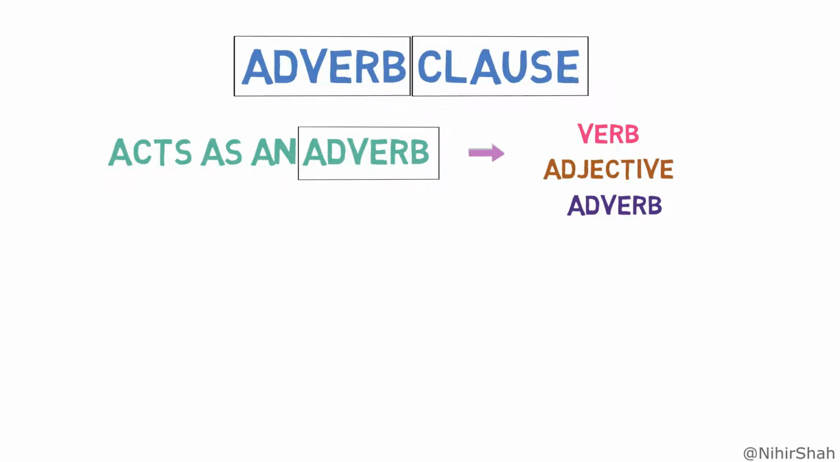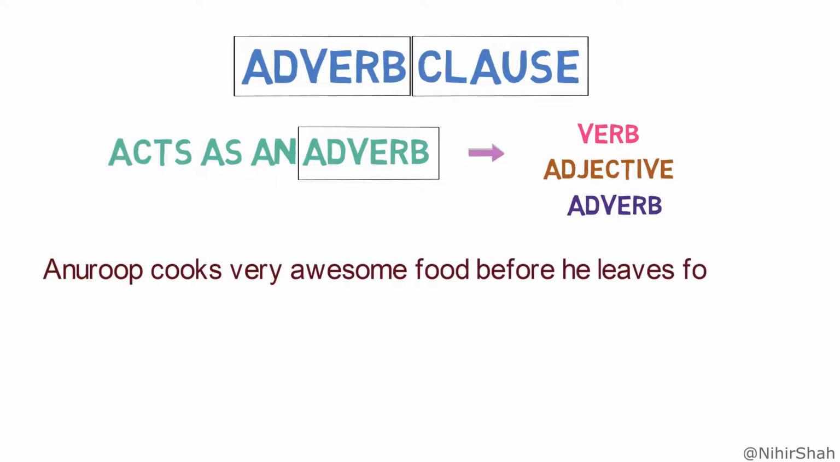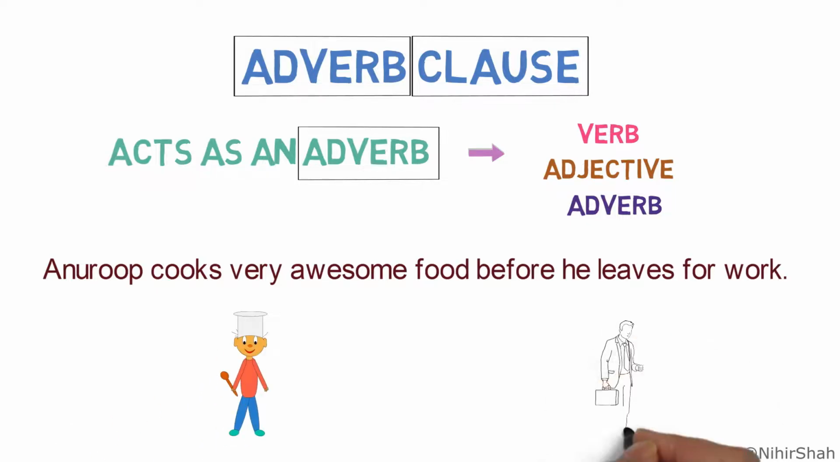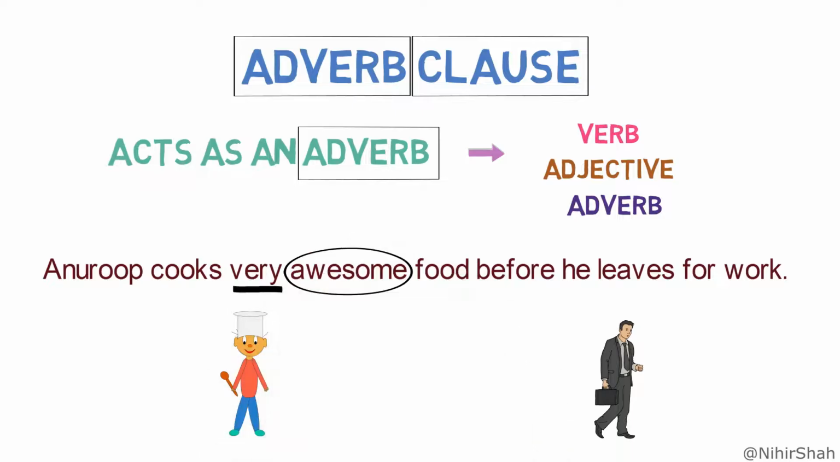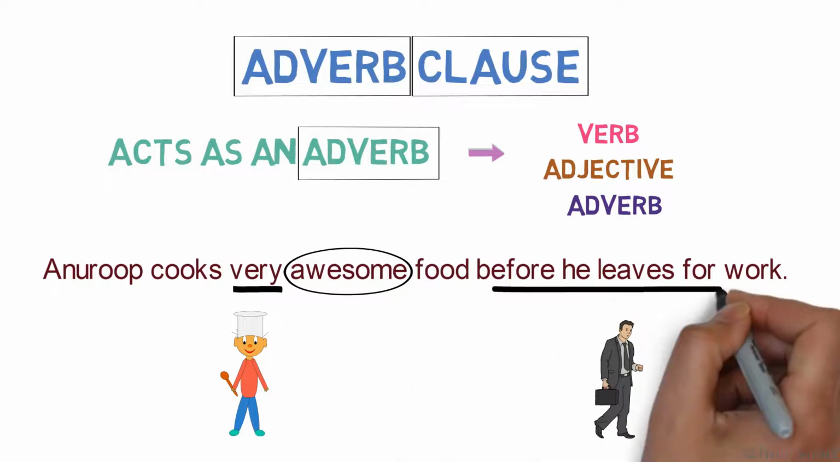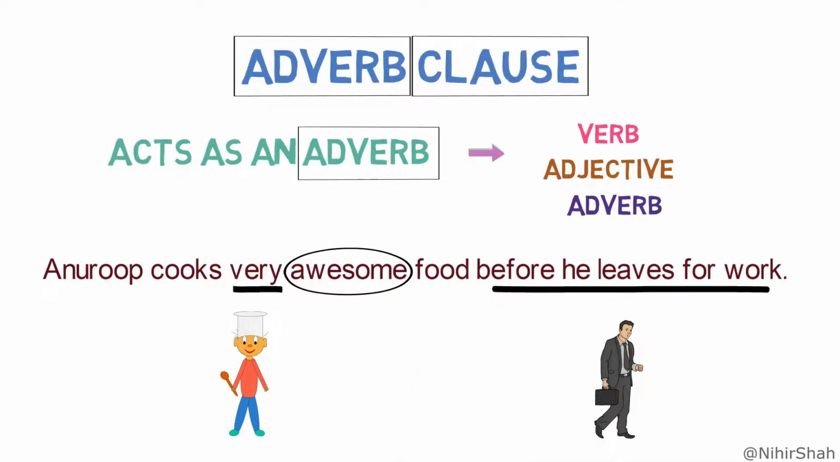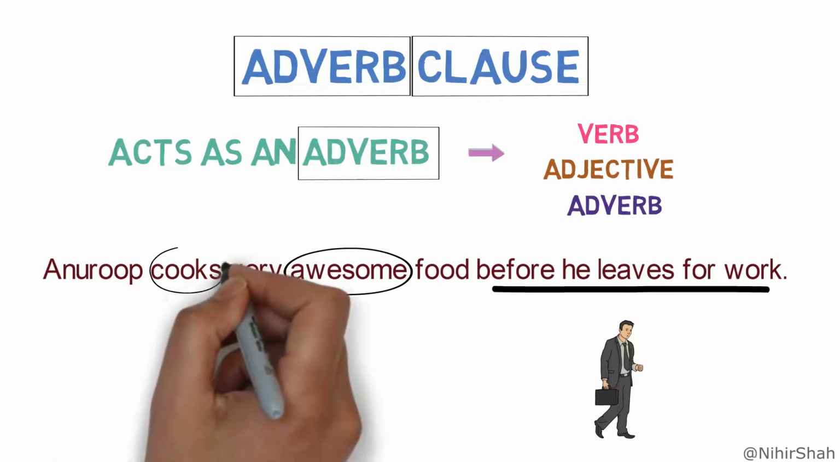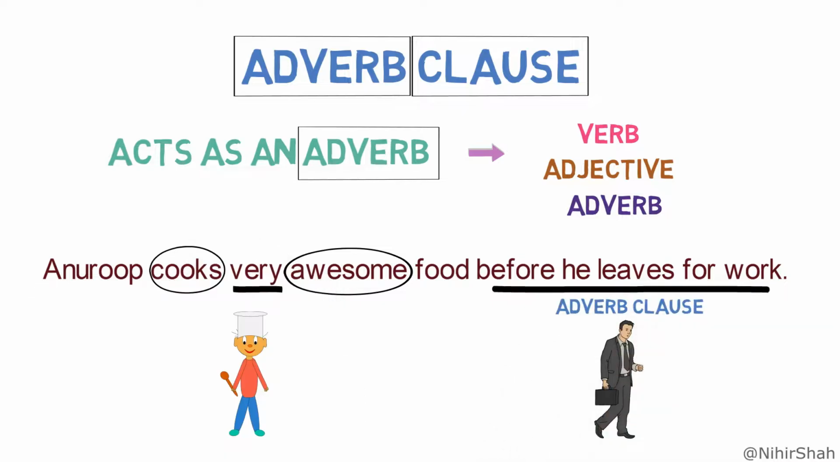For example, Anurup cooks very awesome food before he leaves for work. Here, very is an adverb as it describes the adjective awesome, and the entire group of words before he leaves for work is a clause, and as it describes the action cooks, it's an adverb clause.